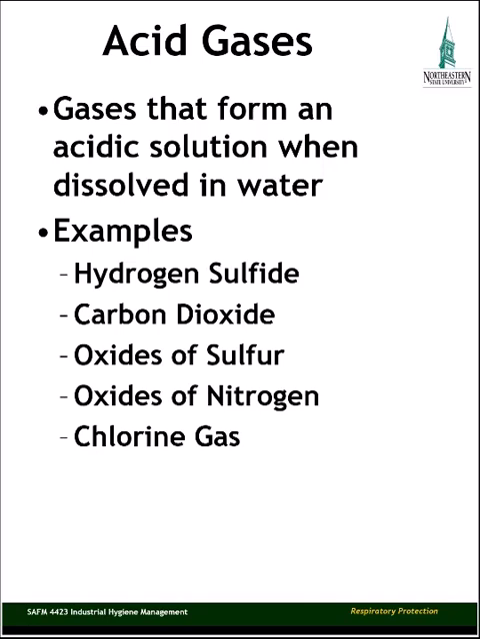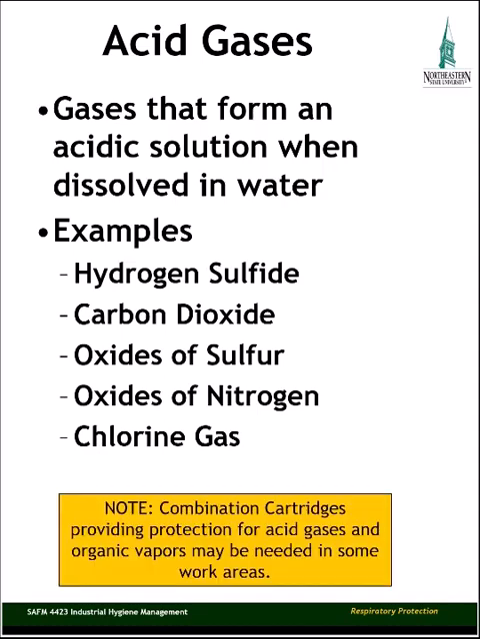Oxides of sulfur, oxides of nitrogen, chlorine gas is a very dangerous gas at high concentrations, or even at moderate concentrations. Throughout our history, world history, chlorine gas has been weaponized, used as a weapon during wars.